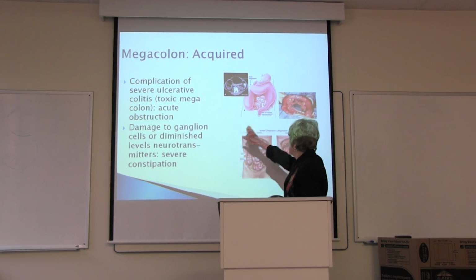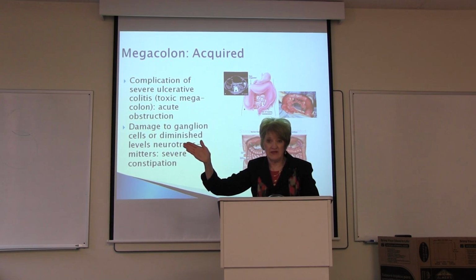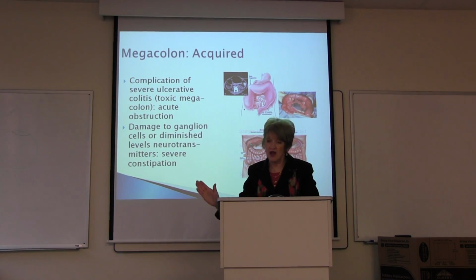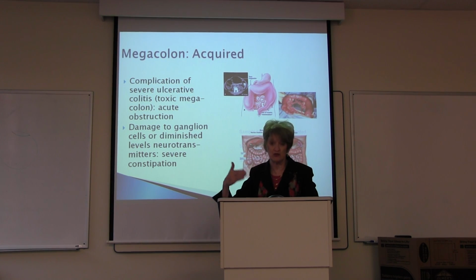So with toxic megacolon, rapid development of this acute syndrome, very, very sick patient to the operating room in almost all cases. Whereas with a viral or autoimmune disorder, you get a progressively severe constipation due to progressive damage to the nerve cells in the bowel wall.